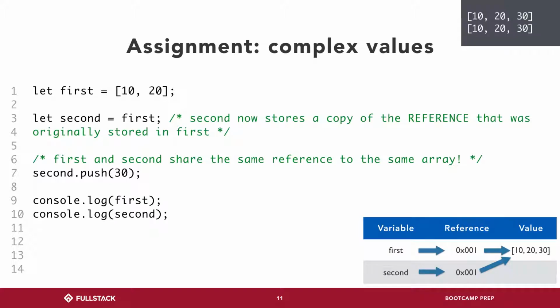Second is also pointing to the same spot in memory, and they'll look exactly the same. So quick question, are those equal? If we did first equal second, what do you think it will say? True. And how that works is it looks up in scope and sees, yes, 0x01 does equal 0x01.